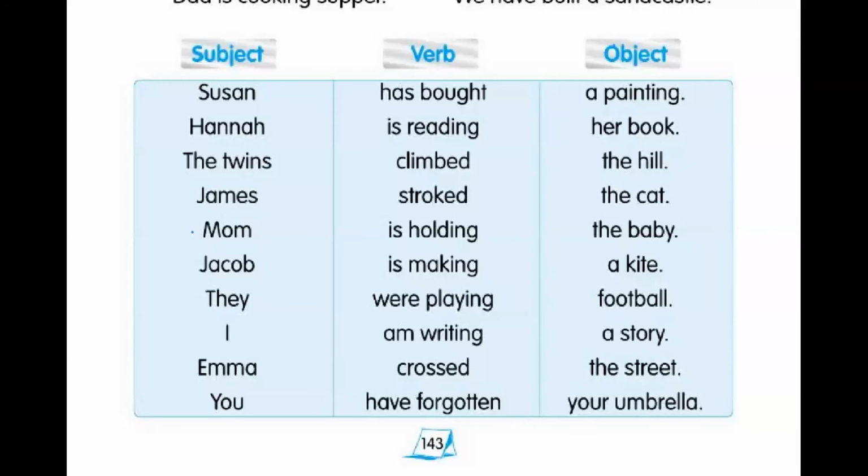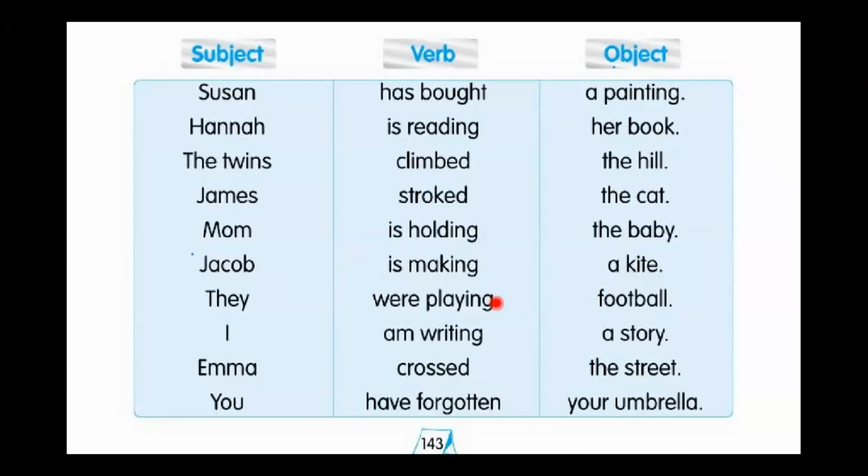Come on, let's continue. They were playing football. I am writing a story. Emma crossed the street. You have forgotten your umbrella.